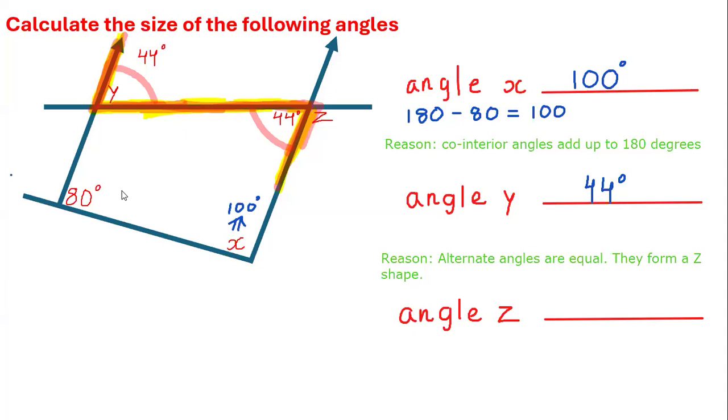Angled Z. We have angled Z. How are we going to get angled Z? Angled Z is the easiest one. I think it's also 44. No, I'm sorry, that's not it. Nope. Is it 100? Nope. Angle Z is what you get from subtracting 44 from 180. Why would you say that? Why would we subtract? Angles on a straight line equal 180.